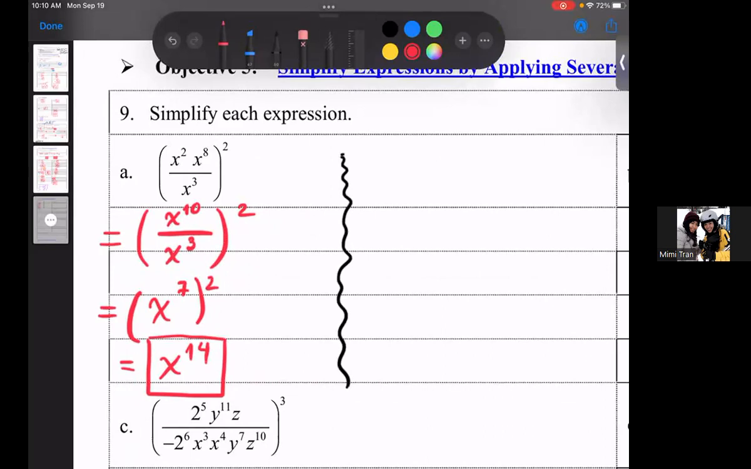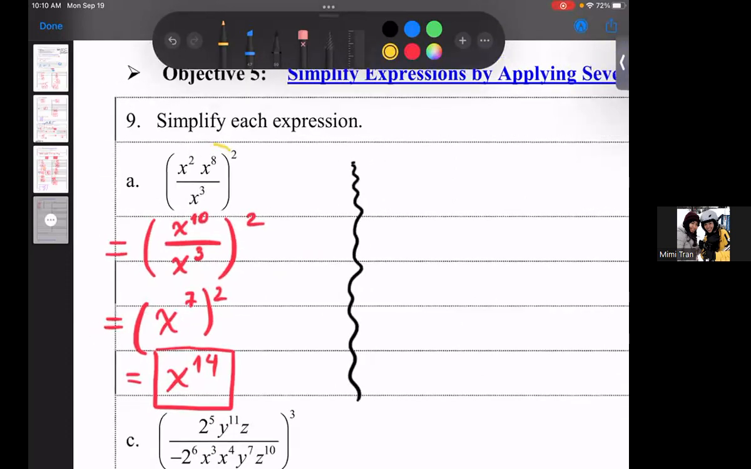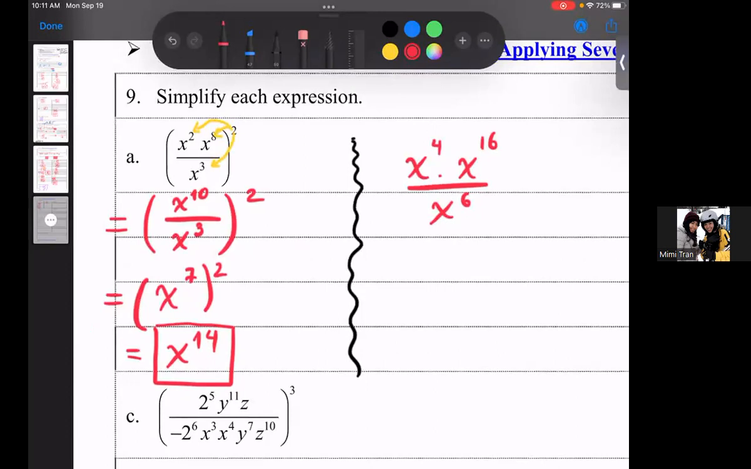What's your name? Kamari. Okay, Kamari. I think Kamari did this. She distributed the square into each of these first. So Kamari, we would have x to the 4 times x to the 16 divided by x to the 6, and no longer squared, right? You already did the square. And then she added the top.